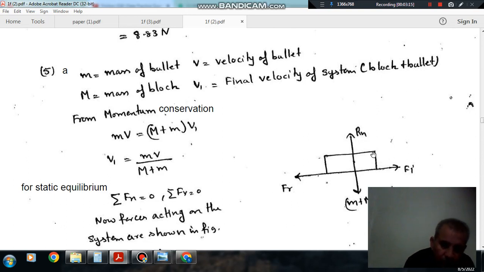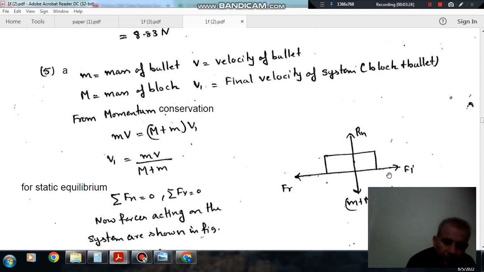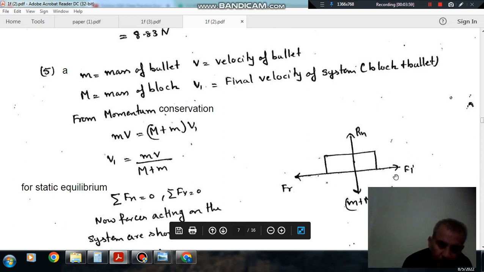As this system is in motion, this is a dynamic problem. To convert it into a static problem, we will introduce an inertia force. As the block is decelerating in this direction, or accelerating in this direction, the inertia force acts in a direction opposite to that of acceleration. So as there is deceleration in this direction, the inertia force will act in this direction. Now by introducing Fi, we have converted this dynamic problem into a static problem. So now we can apply the static equilibrium conditions: the net forces in the y direction and in the x direction should be 0. So summation of Fy should be 0, summation of Fx should be 0.